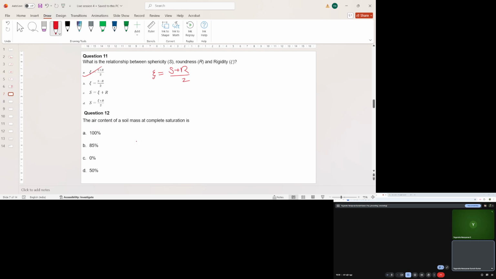Now coming to question number 12. The air content of a soil mass at complete saturation is. So we know that air content plus saturation is equal to 100% or 1.